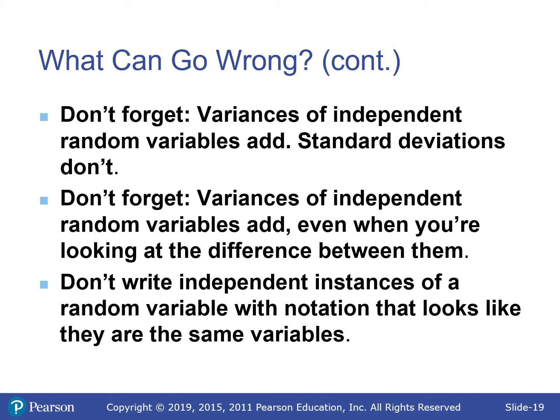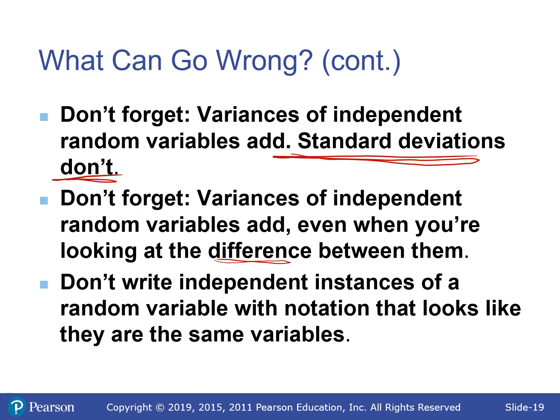Don't forget, variances of independent random variables add, standard deviations do not. Remember the Pythagorean theorem there. You have to make them variances, so square them, add them together, and then square root. And they add even when you're subtracting the two random variables. They still add, because whether you add or subtract, the spread is going to increase because you have more stuff that you're working with.